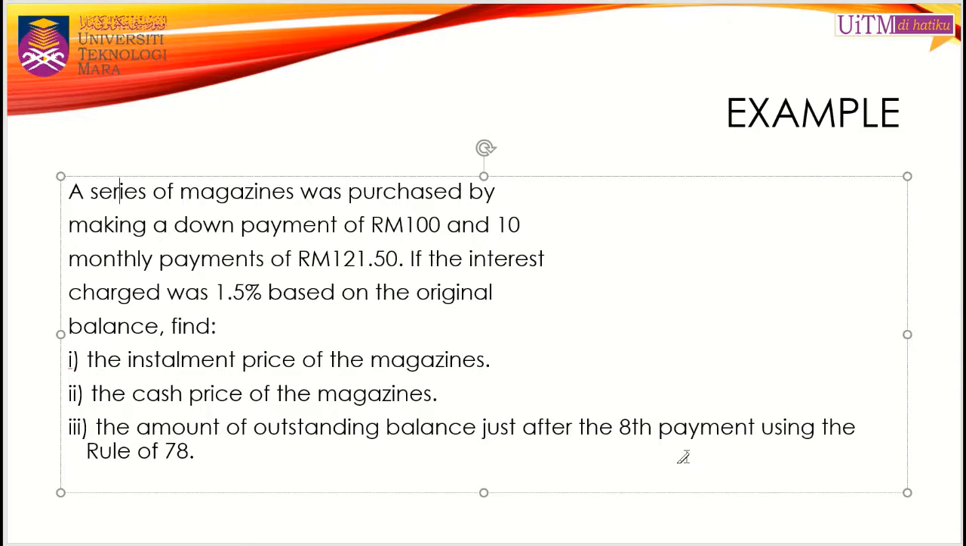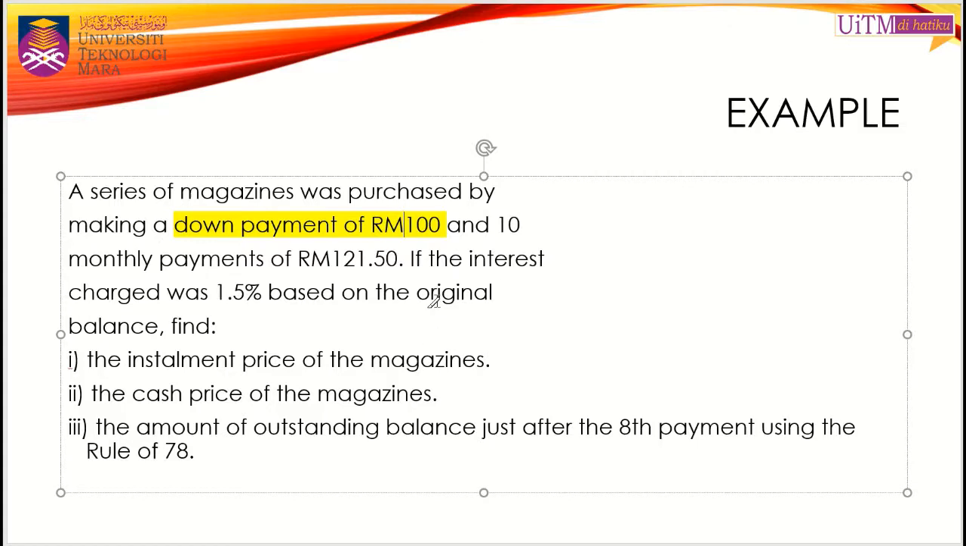As I mentioned earlier, whenever you want to solve a problem, the first thing we need to identify is the given information in the question itself. So let's look at the given information over here. The first one, we have the down payment of 100 ringgit. So that means DP is equal to 100.